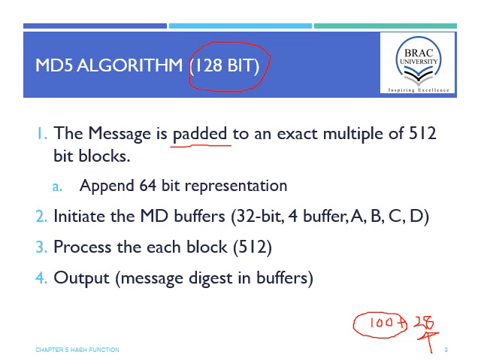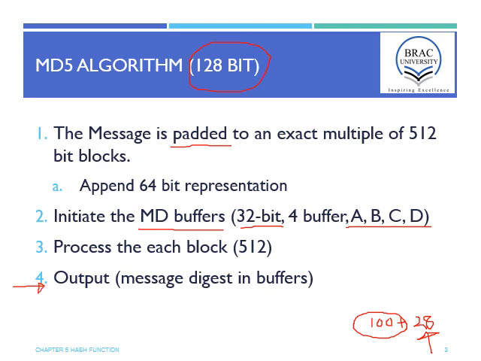And then in the second part, we initiate the message digest buffer. There are four buffers, each of 32-bit. So 4 times 32 is 128-bit, and we name them ABCD. There are some round functions, and we process each block of 512 bits, and we finally get the message digest in a buffer. So that was the output.